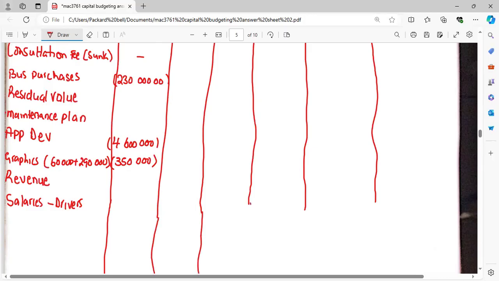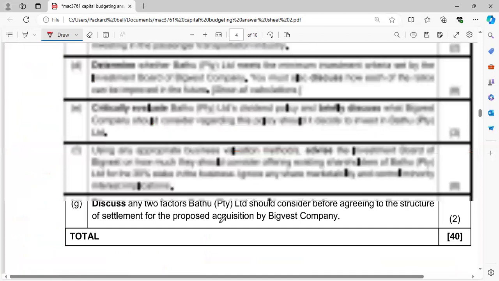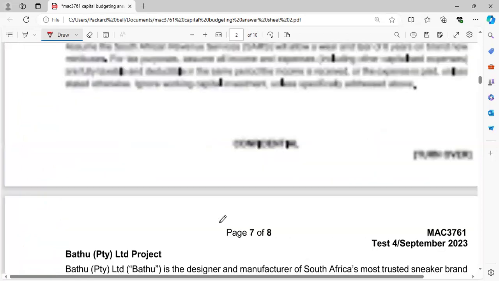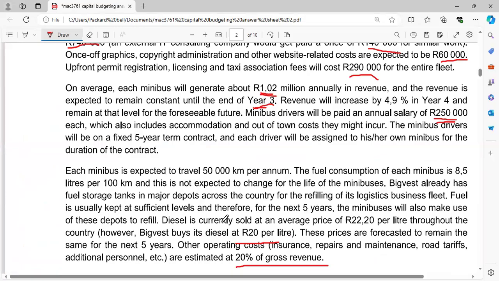Right, so what else? Let's check again. What else do we need from the scenario? Then after the salaries for the driver, they say each minibus is expected to travel 50,000 kilometers per annum. The fuel consumption of each minibus is 8.5 liters per 100 kilometers, and this is not expected to change for the life of the minibus.